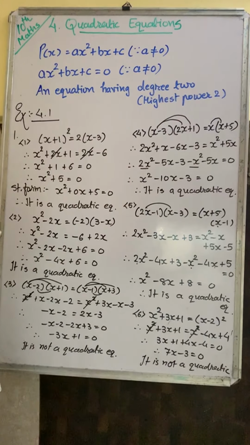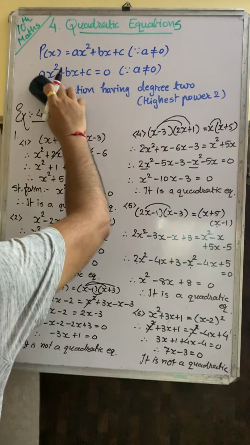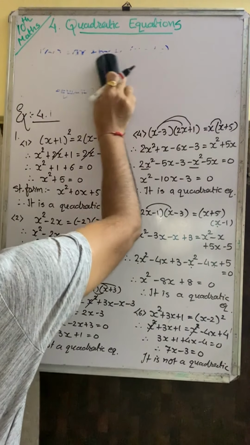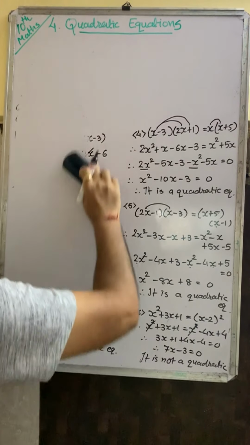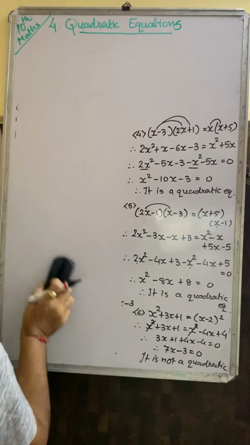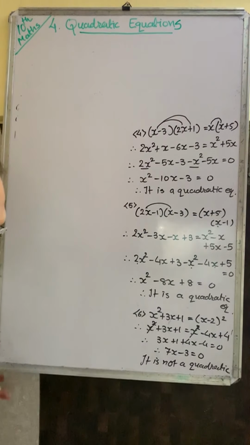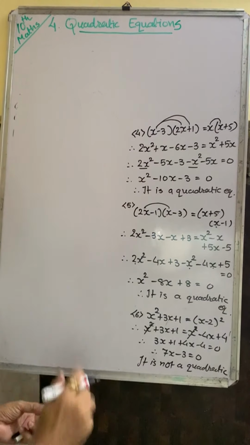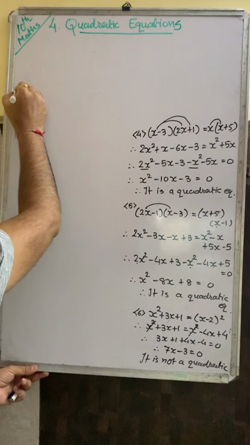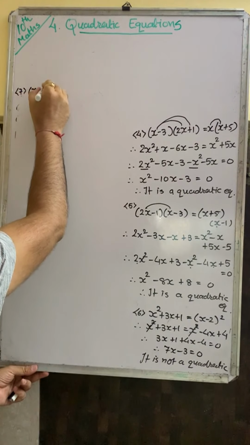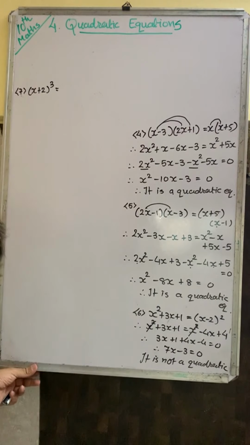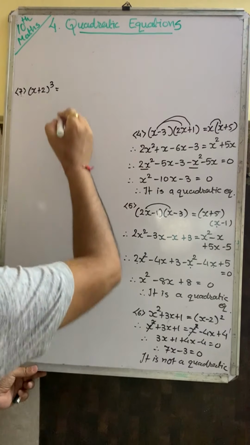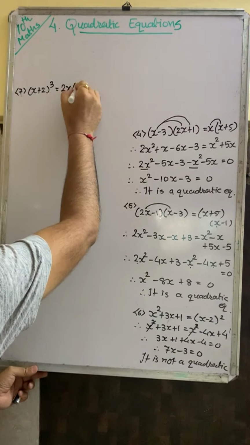Now 7 number. So I write this: x plus 2 the whole cube is equal to 2x into x square minus 1. Open it.